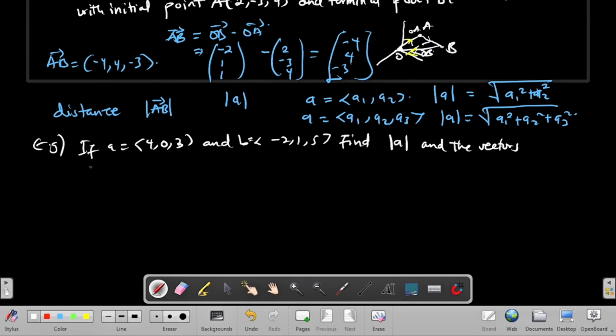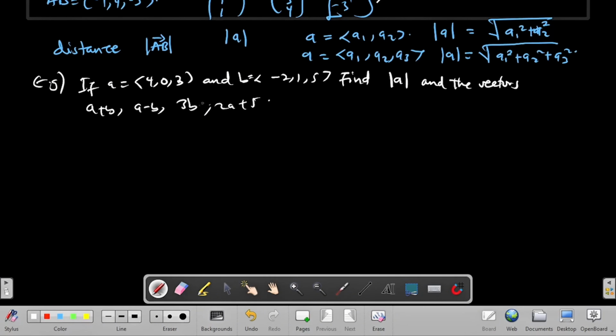I have the first vector to be A plus B, A minus B, 3B, then 2A plus 5. So let's go through this problem for you to understand some few concepts here. The first problem says you should find the magnitude of A. So you find the magnitude of A is square root of what?